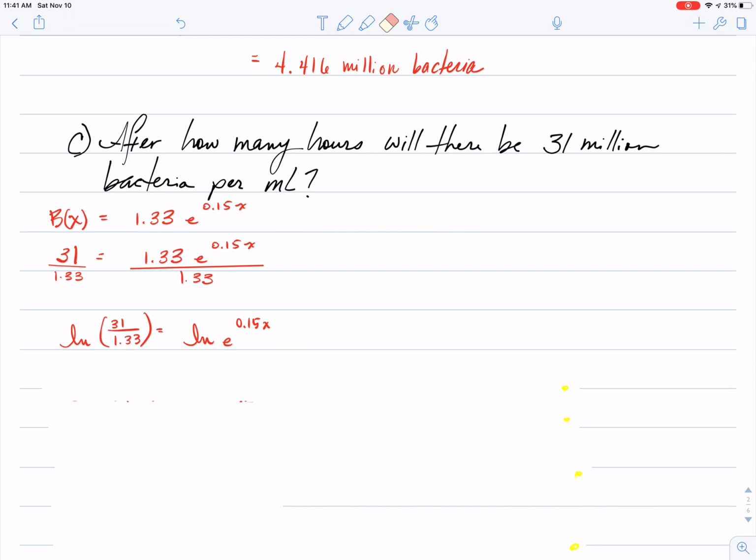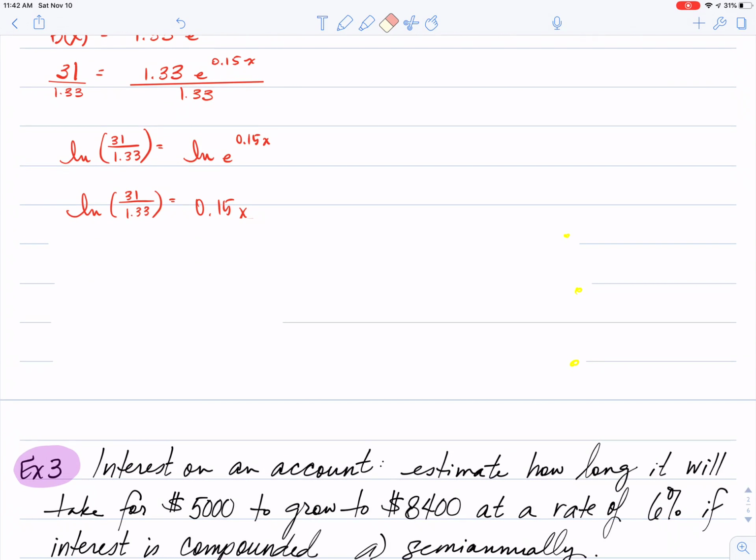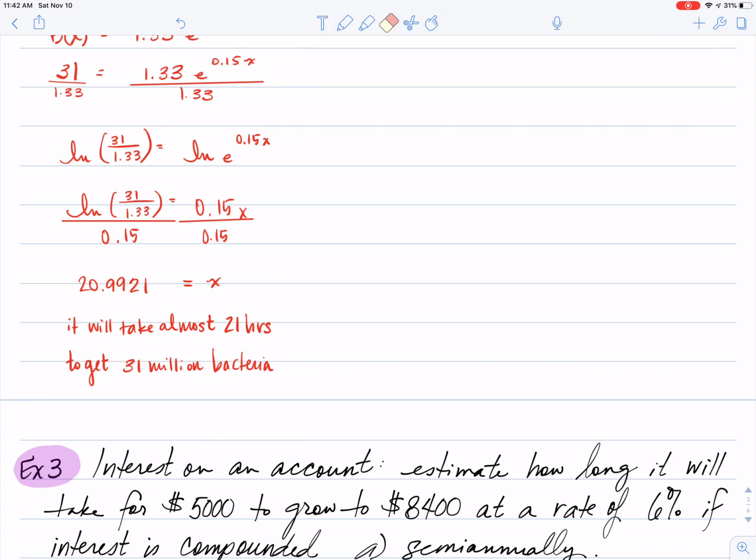And then I'm going to use my natural log properties over on the right-hand side of my equation. A natural log and an E will undo each other. The left side stayed the same, but the right side became much more simple. Now I can just divide on both sides by that decimal 0.15. I can plug that into my calculator and I'll get 20.9921. And so what I have here is that it's going to take almost 21 hours to get 31 million bacteria.